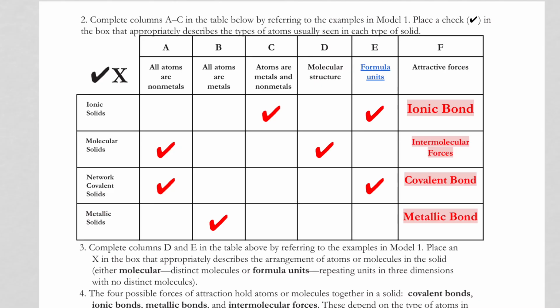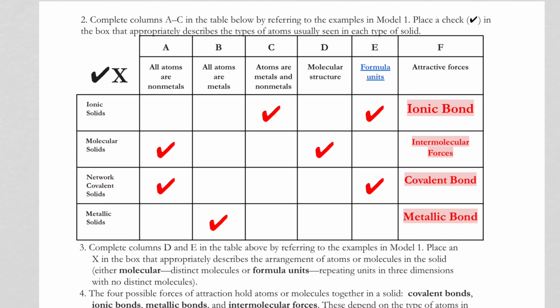So in question 2, you will see that there are checks in these boxes, and that's what we just talked about. Again, molecular solids and network covalent solids are the only two that are all nonmetals. Metallic solids, on the other hand, have just metals, and that's the only type that has just metal, hence the name metallic bonds and metallic solids.